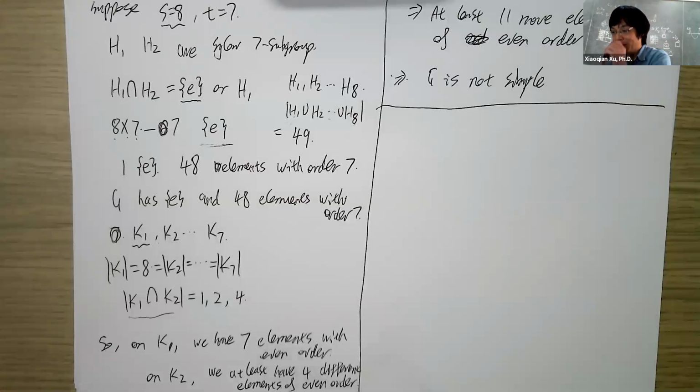So you see, the method we use here is quite elementary. We even count how many elements are in this group without any structure, right? But the key part is, again, we use the Sylow theorems to compute how many subgroups we have. Then it can help us to understand a lot of things. Any question?